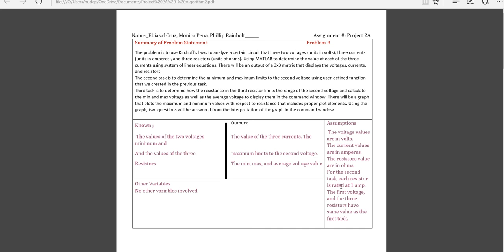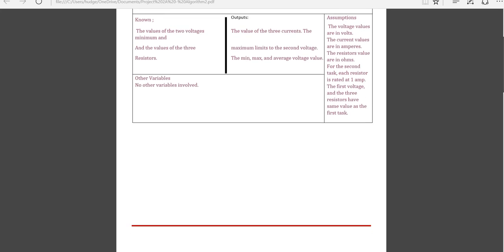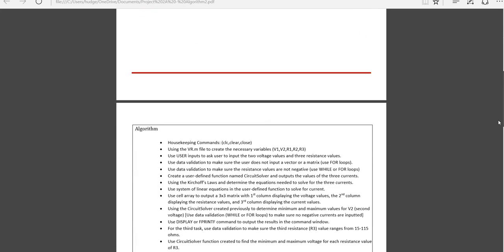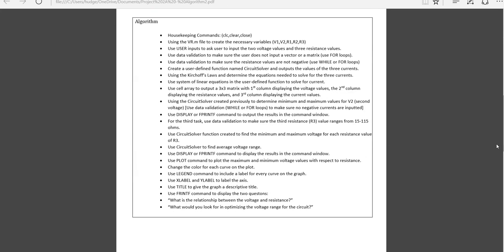And for the second task, each resistor is rated at 1 amp, and the three resistors have the same values as the first task. We'll be using the same user inputs. Here's the algorithm. Starting with the housekeeping commands, we'll use a script file that will store the user inputs, the two voltage values and the three resistance values, and we'll use data validation to make sure that the user does not input a vector or a matrix.